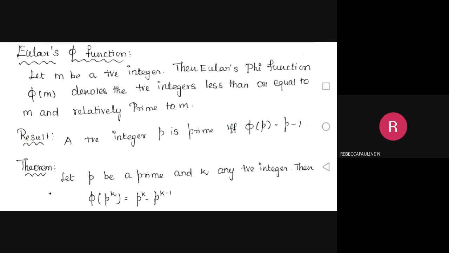Suppose you take p is equal to 5. Then phi of 5 is equal to 5 minus 1, which is equal to 4. So the number of integers relatively prime to the integer 5 is 4. What are the integers? The GCD between 1 and 5 is 1. The GCD between 2 and 5 is 1. The GCD between 3 and 5 is 1. The GCD between 4 and 5 is 1. So 1, 2, 3, 4: all four integers are relatively prime to the integer 5. So phi of 5 is equal to 4.